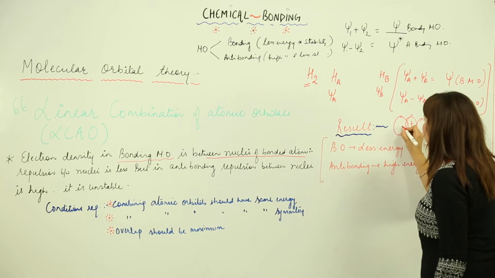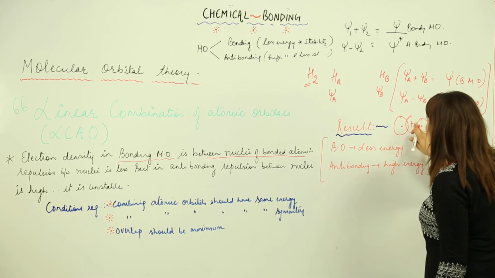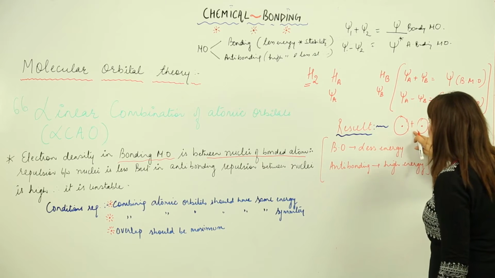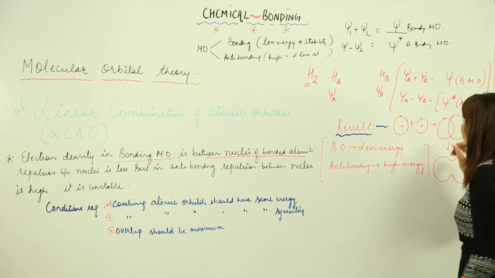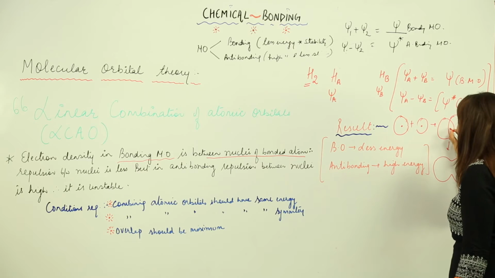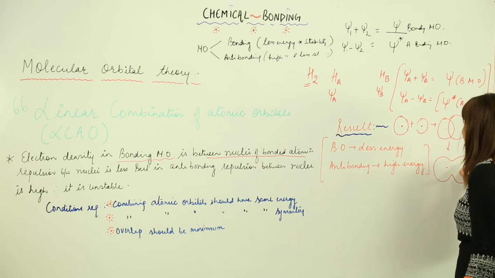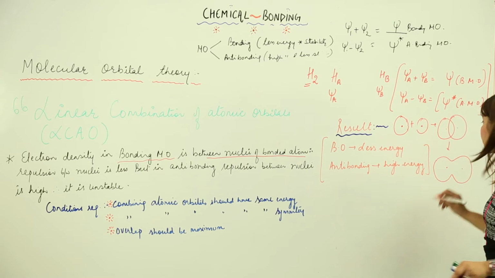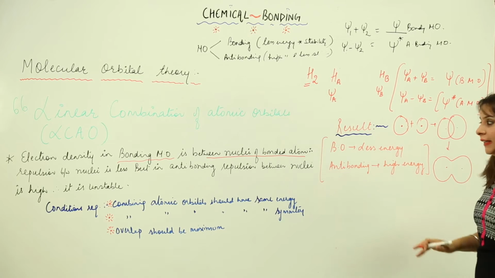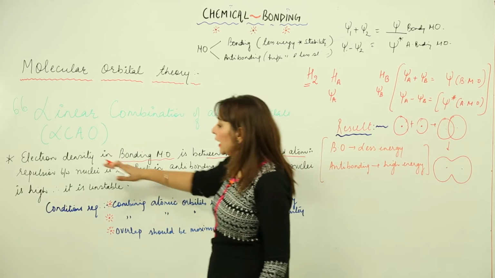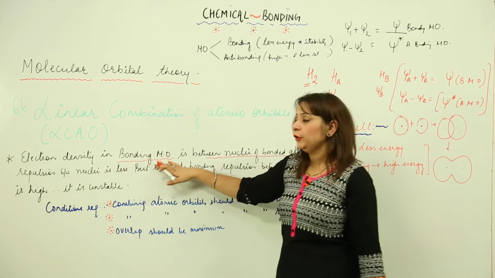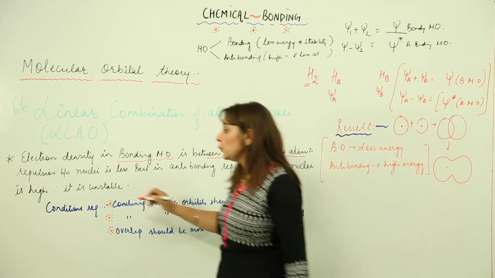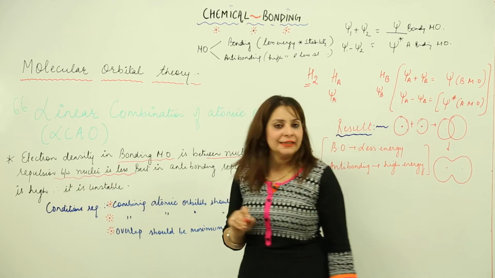So that means this is my nucleus, this is my nucleus. I will just remove this circle, right, because this circle was just indicating the positive sign. So here the wave functions are just adding up, right. What happens here, the repulsion between these two nuclei is comparatively less because this space is actually filled up by the electrons. So electron density in the bonding molecular orbital is between the nuclei of the bonded atoms. So that's why the repulsion between nuclei is less.